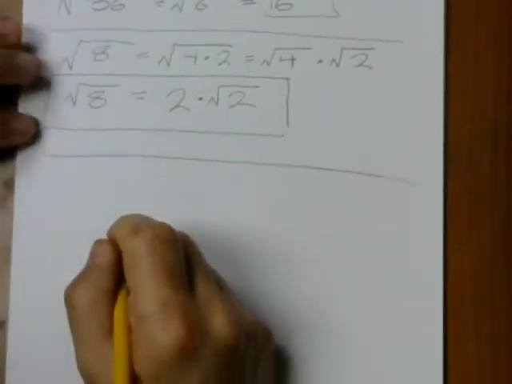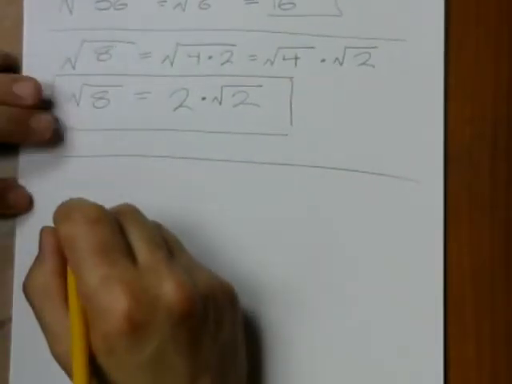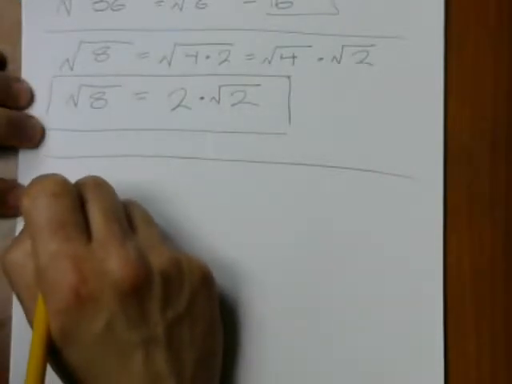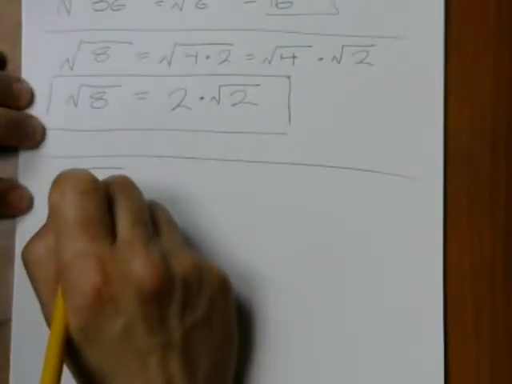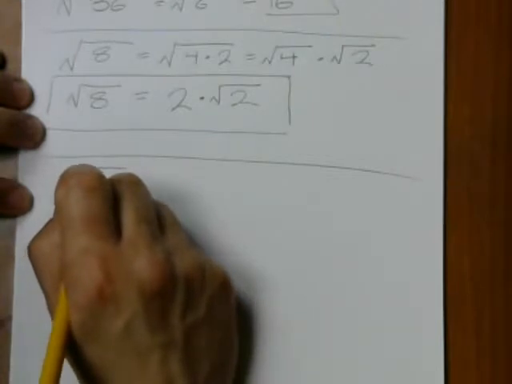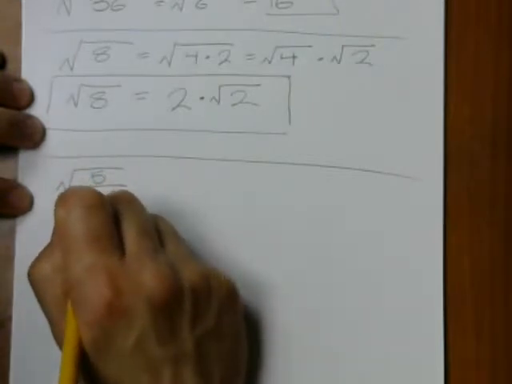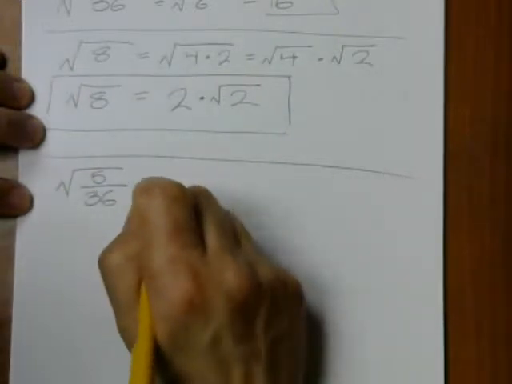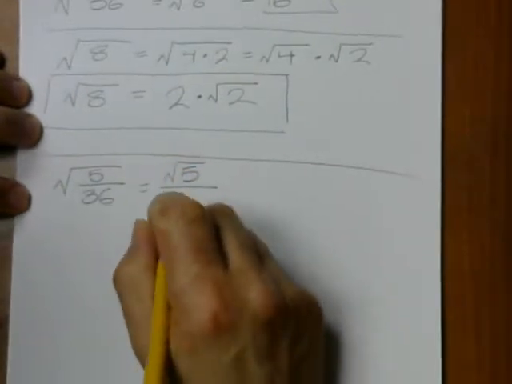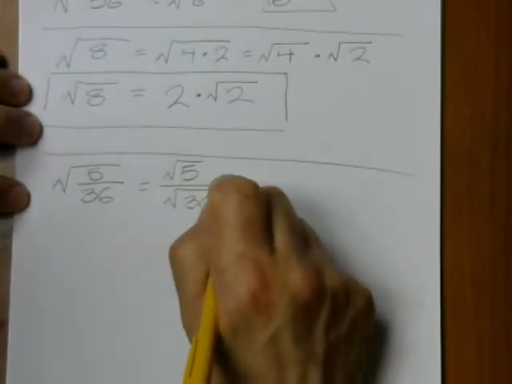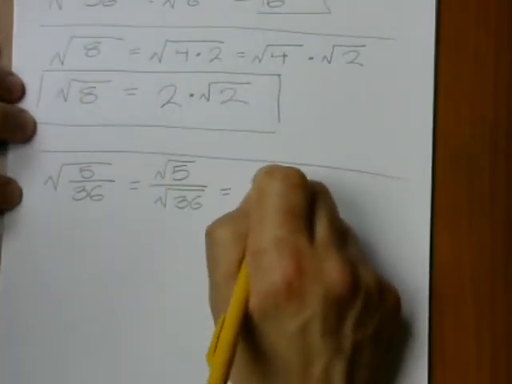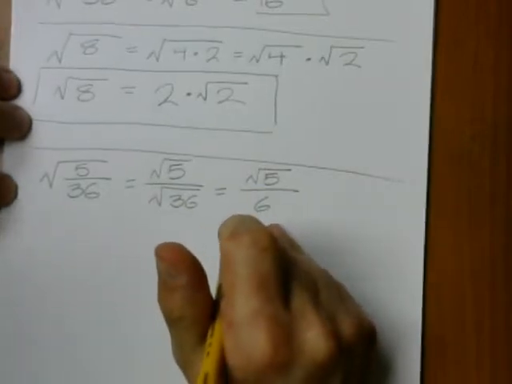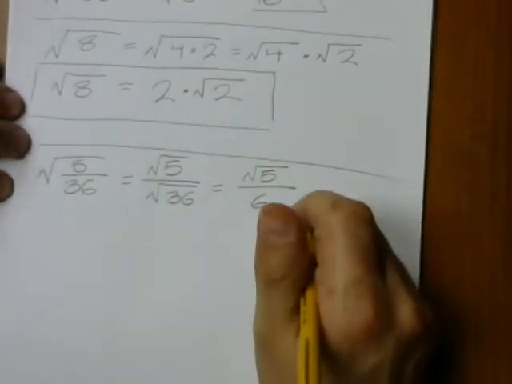For another example, let's say we wanted something like, I don't know, the root of 5 over 36. Well, the best that I can do here is use the fact that radical 36 is 6, and I get root 5 over 6.